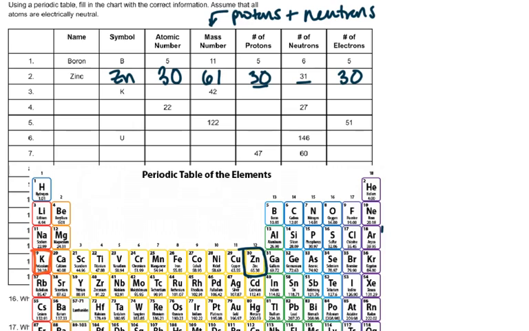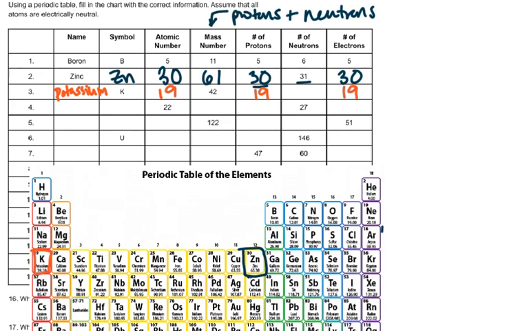K is right here on the periodic table. It's potassium. Atomic number is 19. They gave me the mass number. Protons is 19. I don't know the neutron number. And then electrons is 19 because this is an atom where protons equal electrons.